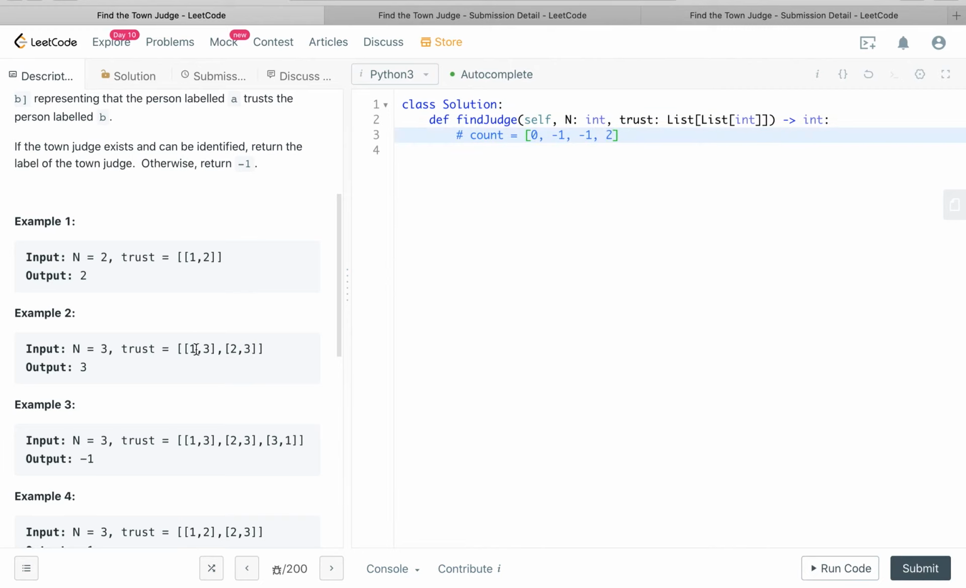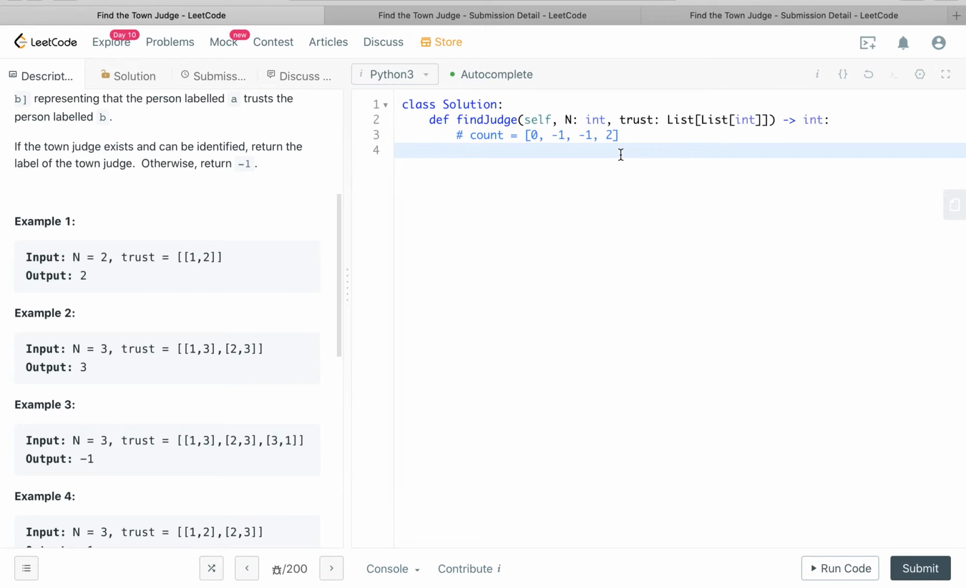And after looping through all the trusts, then basically we just have to find out which index position has n minus 1 as their count. So because index position 3 has n minus 1, which is 3 minus 1, which is 2, then we output the index, which is 3. So the output is going to be 3.